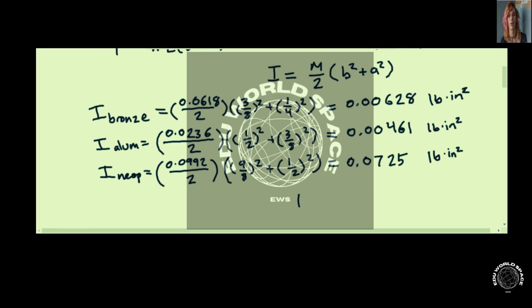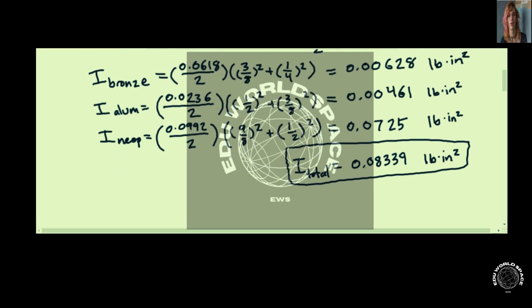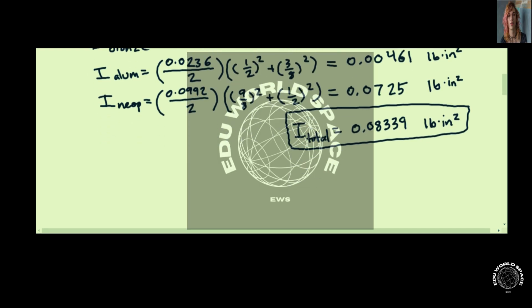Because each of these data figures is known to three significant figures, when we add them all up we can keep the last most significant figure, so we'll keep 4 significant figures in our sum. What we get is that the total moment of inertia is 0.08339 pounds inches squared. Perfect. So that is one part of the solution: the total moment of inertia of our component.